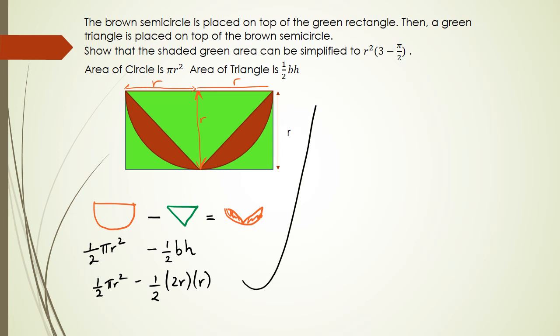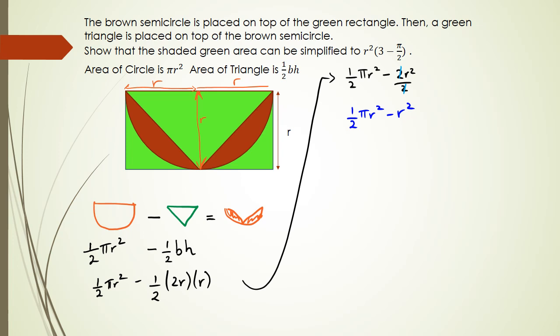So simplifying this, we're going to have half pi r squared minus 2r squared divided by 2. And then the two 2's will cancel each other out, and we're left with just half pi r squared minus r squared. So that's the brown area.